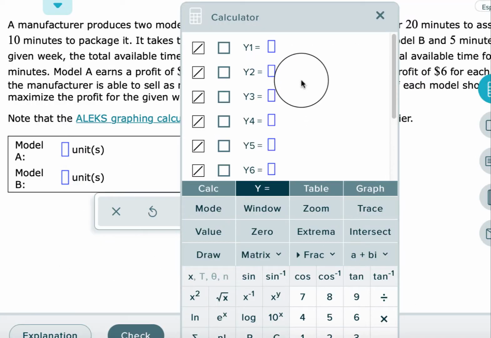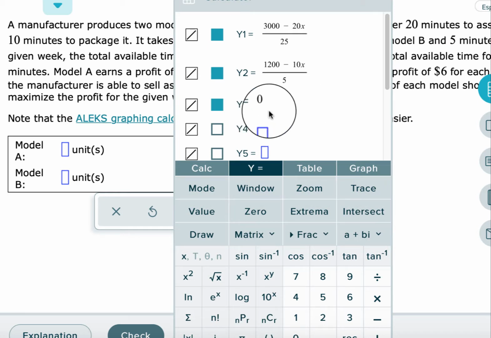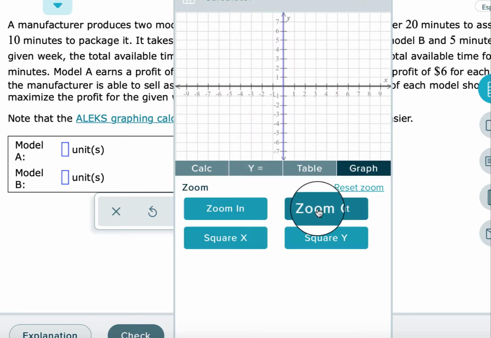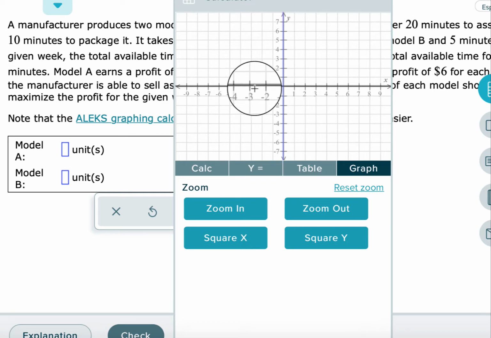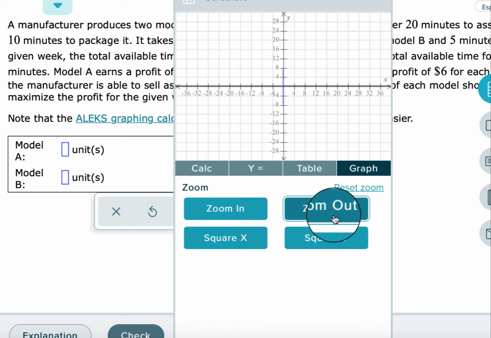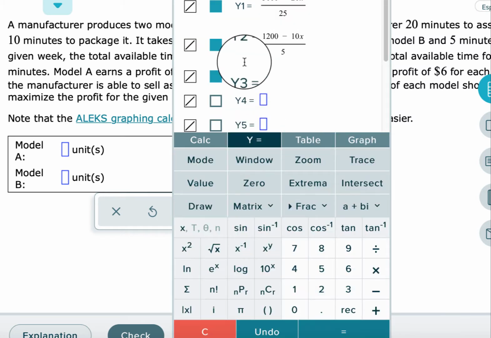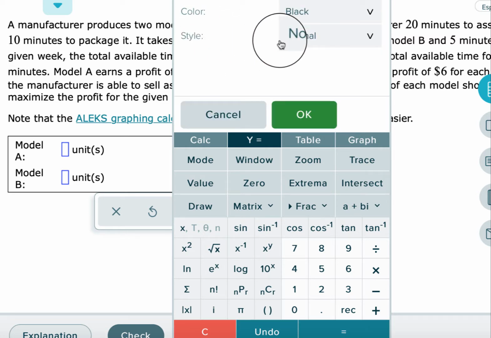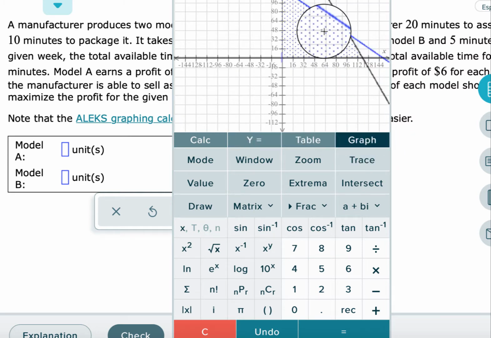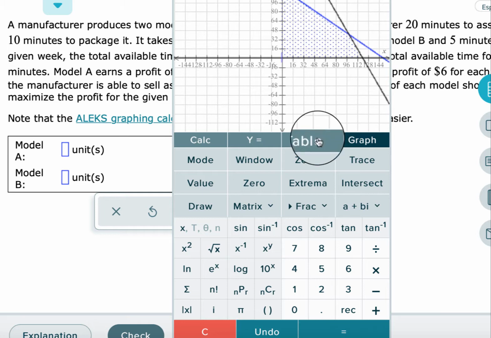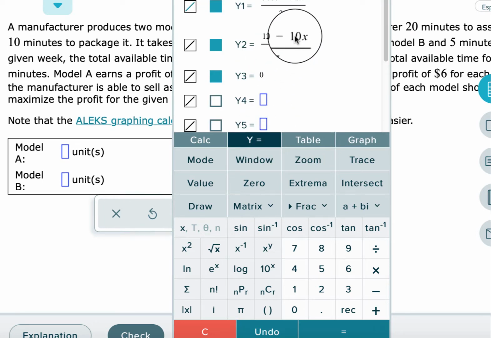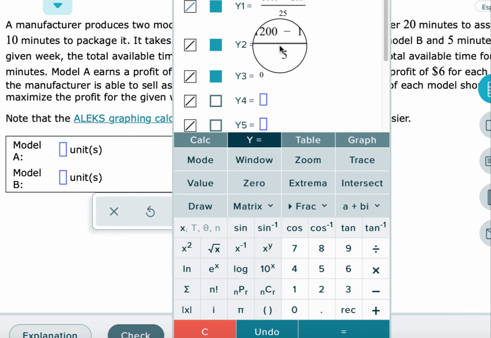3,000 minus 20x over 25. Two inequalities, or two equations, and y equal to 0. We'll graph and zoom out. I've also graphed the vertical line x equal to 0 and the horizontal line y equal to 0. So intersect between y2 and y1. Let me make this one green, blue. There, I can see which one. Okay, so I need the black line. So the black line is y2.